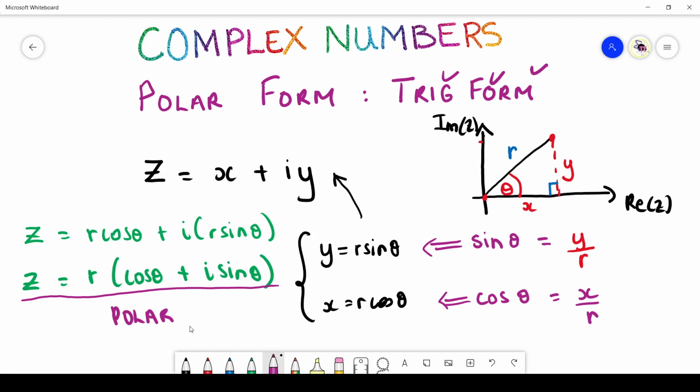Sometimes you may have to transition between these two types of forms, and to do so you essentially need to know the values of r and theta. Once you have those values, it's just a simple matter of substituting into your relevant formats, and you can move very smoothly along. Let me show you by example how you can transition from the standard form into our polar form.